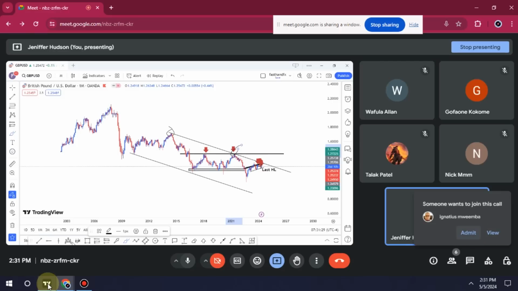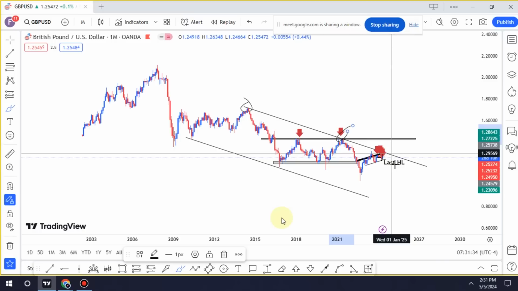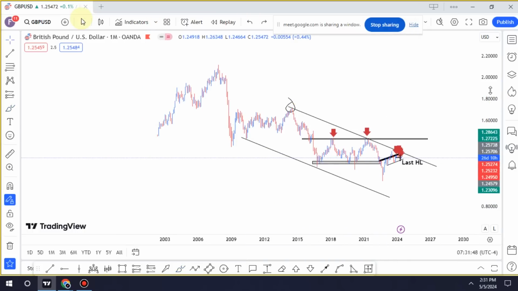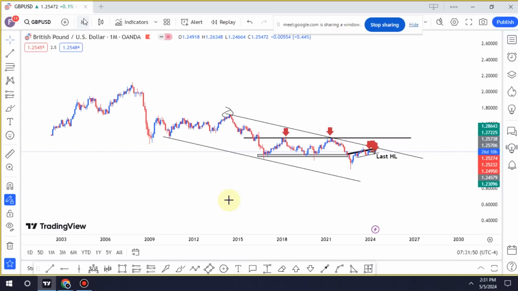Second touch, and now I'm expecting GBPUSD to go all the way up to give us the third touch right here. That's when we might see that price breaking or dropping. Now this is based on the monthly time frame.